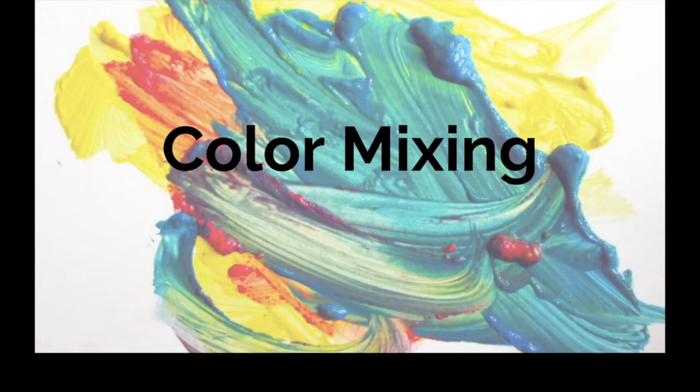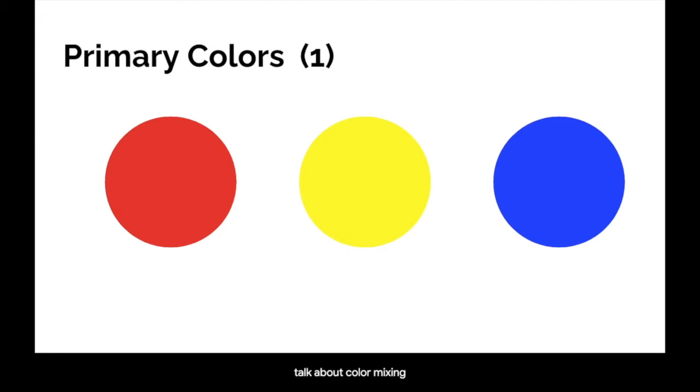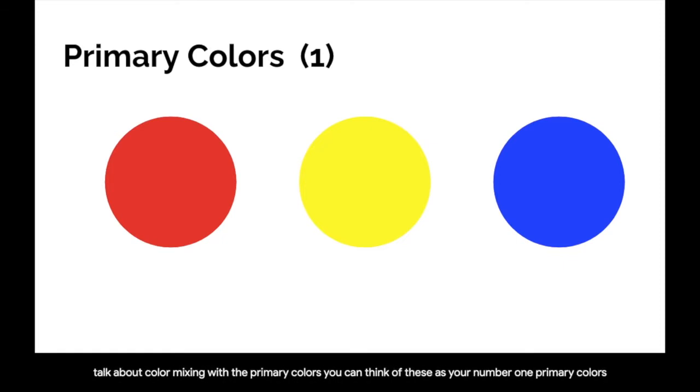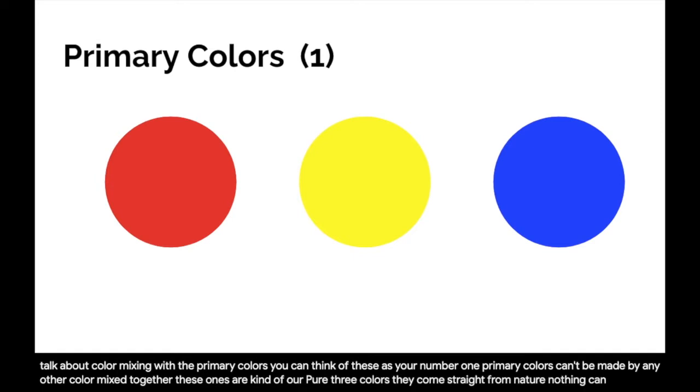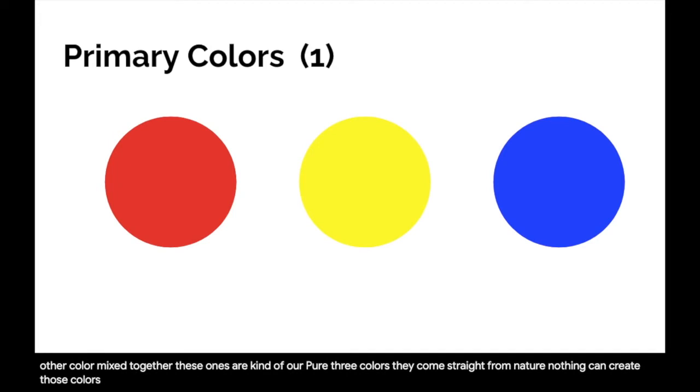Today we're going to talk about color mixing. First, we'll start with the primary colors. You can think of these as your number 1. Primary colors can't be made by any other color mixed together. These ones are kind of our pure 3 colors. They come straight from nature. Nothing can create those colors. So we've got red and yellow and blue.